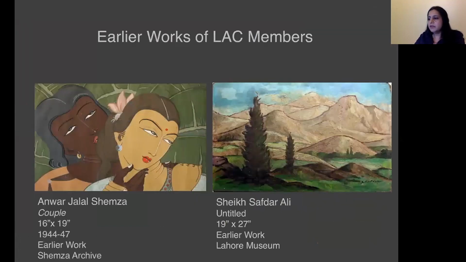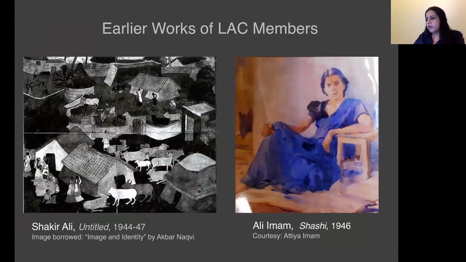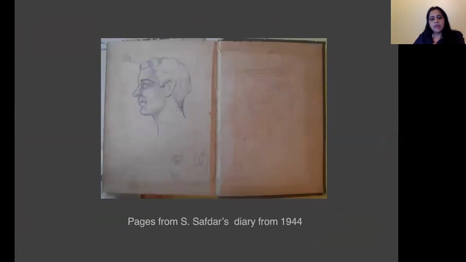So here is a glimpse of their pre-founding of Lahore Art Circle members' work to give you an idea of their earlier practices. You are seeing Shakir Ali, Anwar Jalal Shamsa, Sheikh Safdar Ali. Here you have already seen an example of Shakir Ali's work in Bengal school style. Ali Imam, Sayyid Ali Imam. And then you see a page from Sheikh Safdar's diary from 1944 to sort of give you a glimpse.